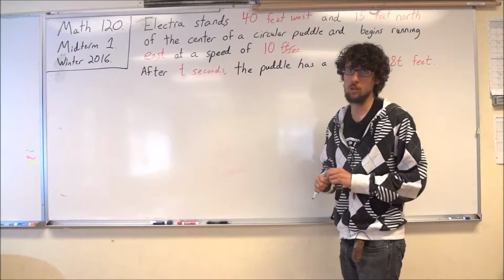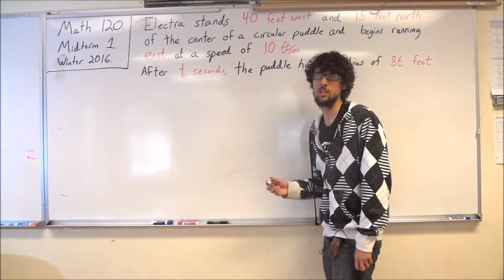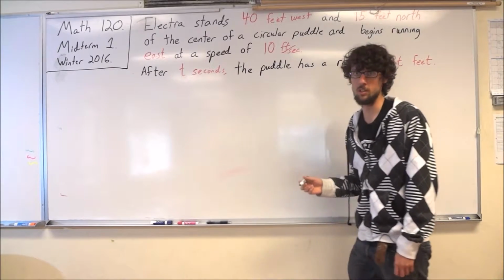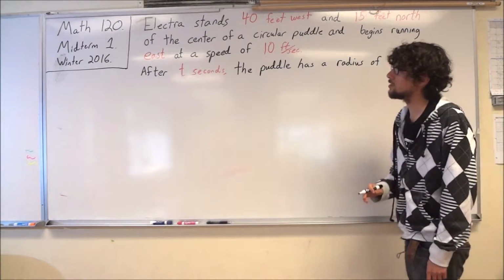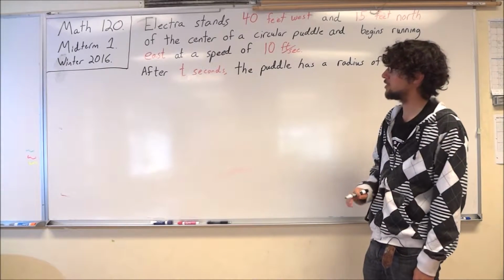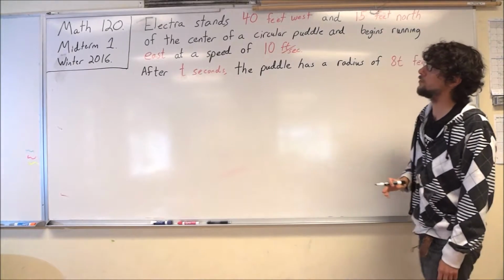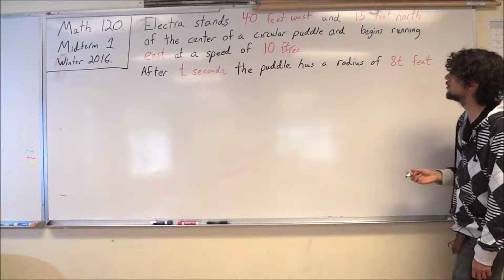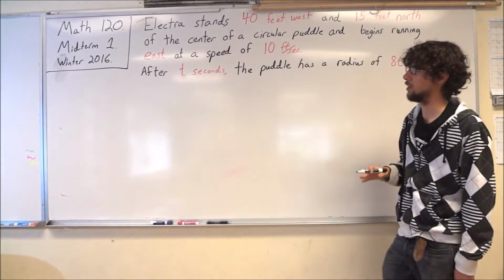We're looking at problem 1 from Midterm 1 of the University of Washington's Winter 2016 Math 120 course. This is pre-calculus. And the first question asks us to consider Electra, who stands 40 feet west and 15 feet north of the center of a circular puddle.